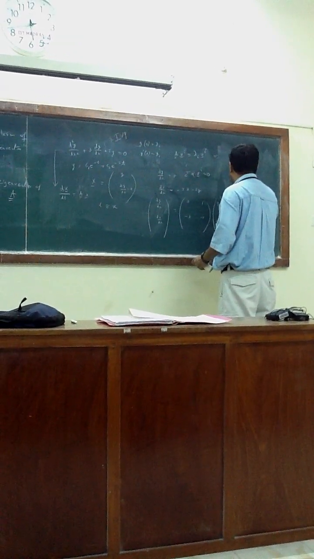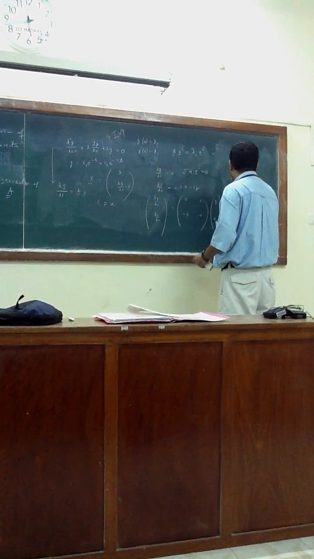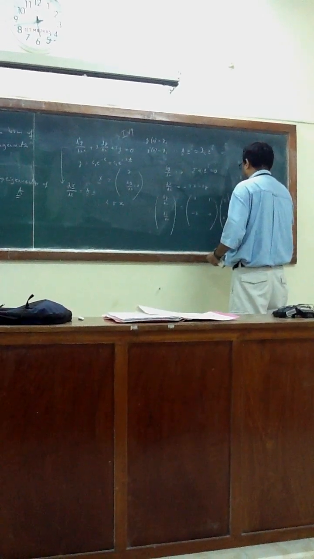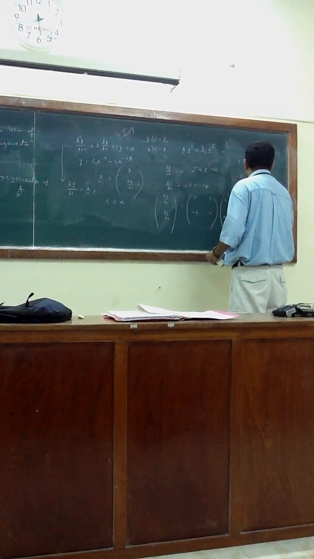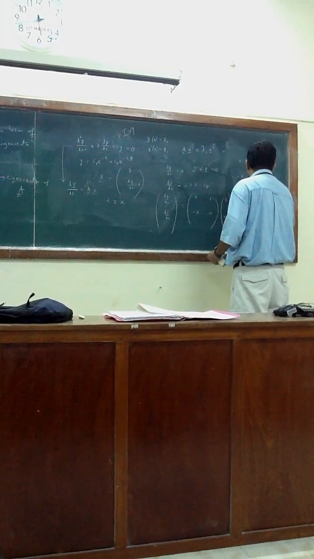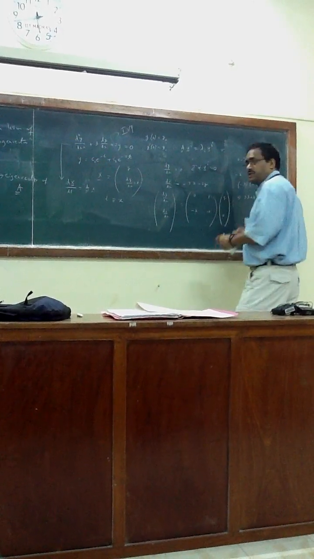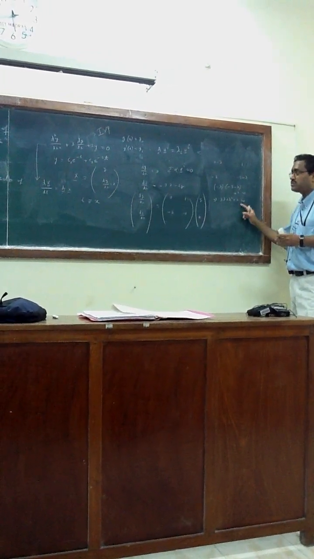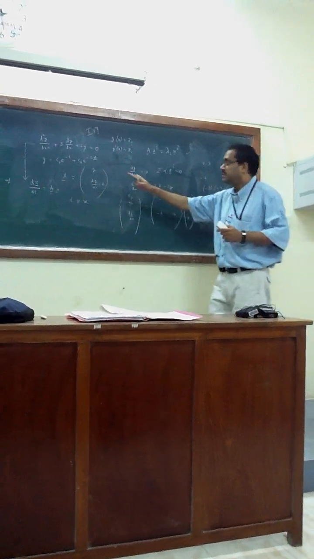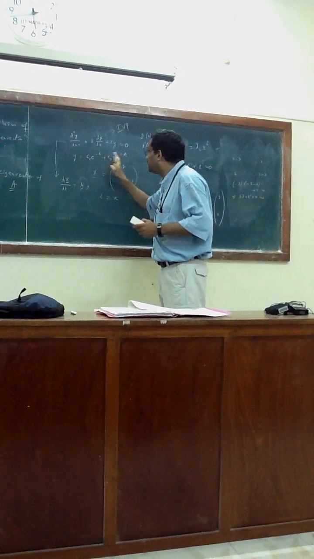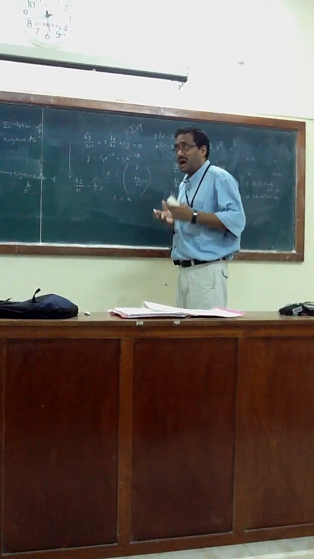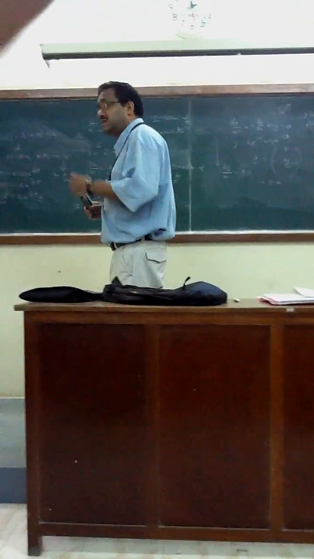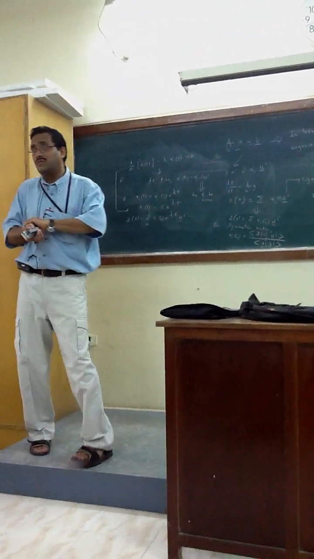Minus lambda, 1, minus 2, minus 3 minus lambda, minus lambda, minus 3, minus lambda plus 2 equals 0. So you get lambda squared plus 3 lambda plus 2 equals 0, am I correct? Okay, so you get lambda equals minus 1, minus 2. Now we can see these, minus 1 and minus 2, are nothing but the eigenvalues of the corresponding matrix.